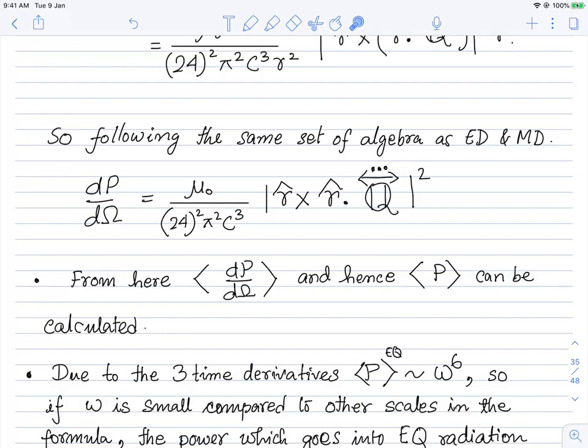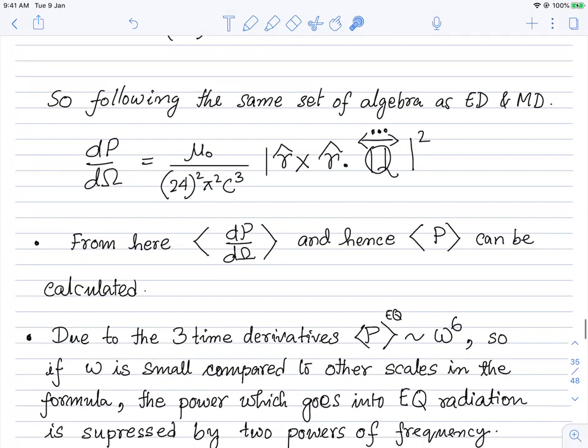The one thing I want you to note is that because of the 3 derivatives, there will be an omega to the power 6 term coming out. The 3 derivatives will bring down omega cubed, and because it is being squared, this dependence will be like omega to the 6. For quadrupole radiation, this goes as frequency to the 6.